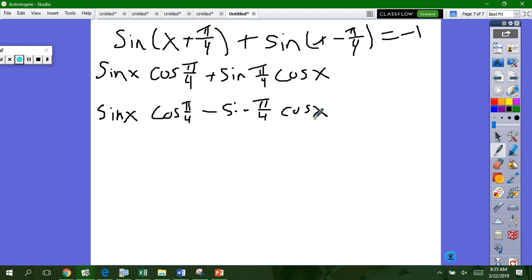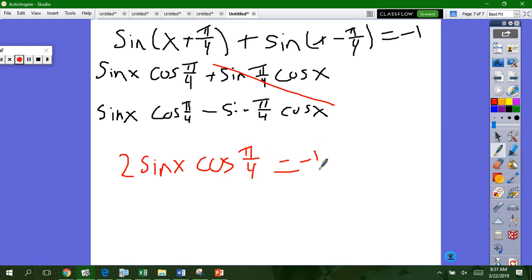It cancels out, doesn't it? Right? These guys do at least. We're going to get rid of them. So how many of these guys do we have? We have 2 sines of x's, cosines of pi fourths, and that should equal -1.